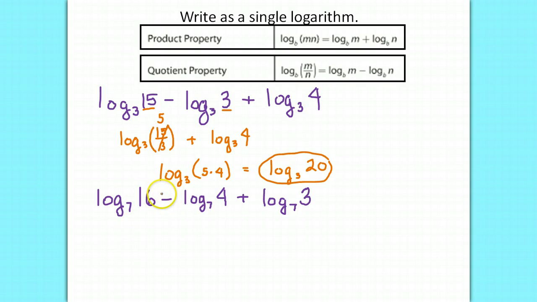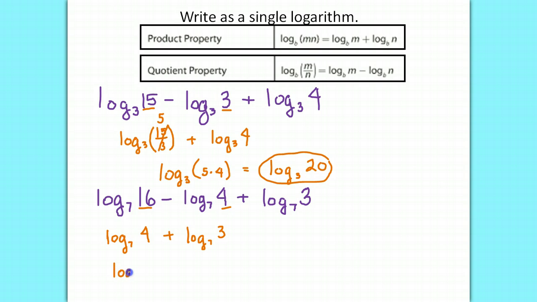Okay, so here, again, we see subtraction, and that's what tells you that you're going to use the quotient property and divide 16 divided by 4. So this one goes in the numerator because it's first. So we'd say log base 7 of 16 divided by 4, which is 4. And then we're going to add log base 7 of 3. And then again, because of this addition, that tells us if I want to combine that into a single logarithm, I'm going to use multiplication.